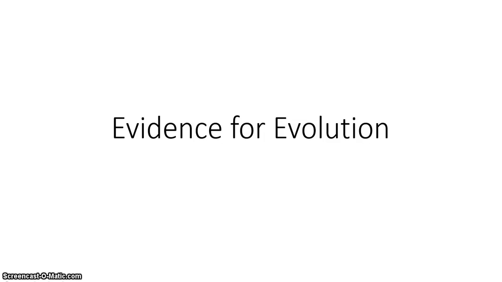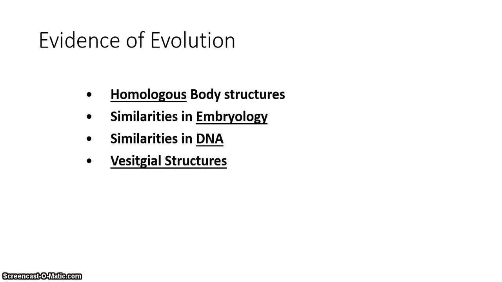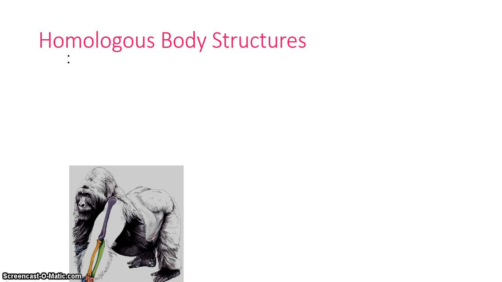Look at the evidence for evolution. Okay, some pieces of evidence include homologous body structures, similarities in embryology, similarities in DNA, vestigial structures, geographic distribution of living species, and of course the fossil record.